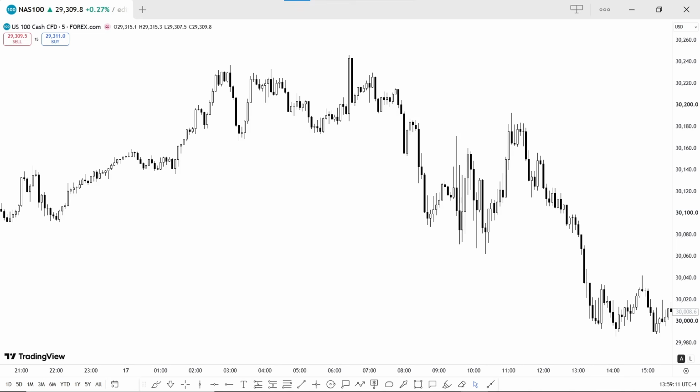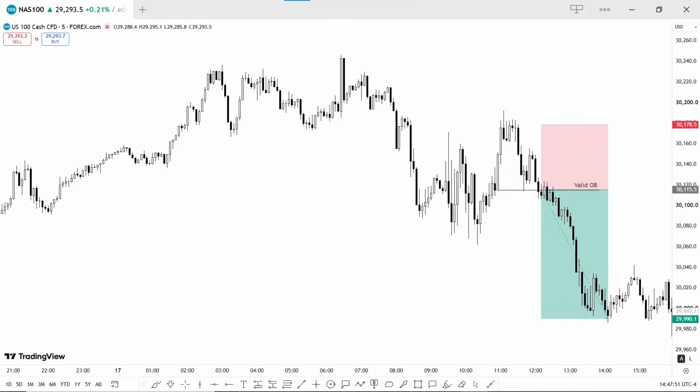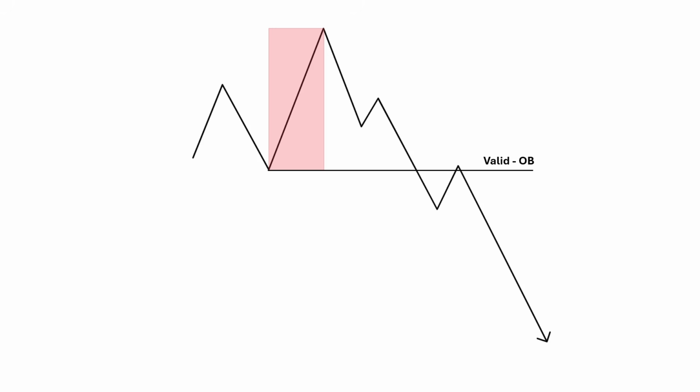In this video, I'm going to show you two ways to find a valid order block that you can use for your entries. After the end of this video, you should be able to catch a move like this, and like this, if you truly understand what I'm going to break down in this video. First thing, I'm going to start with the schematic for the first type of order block.